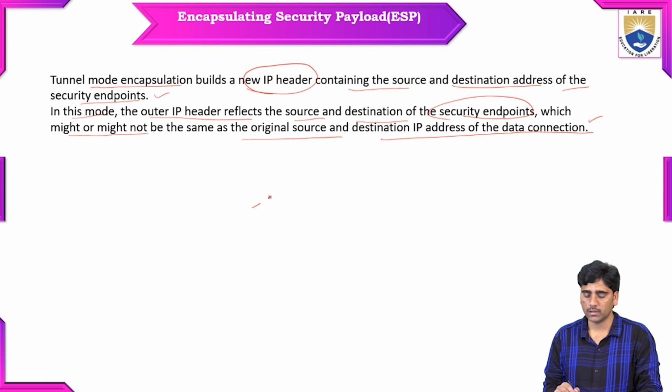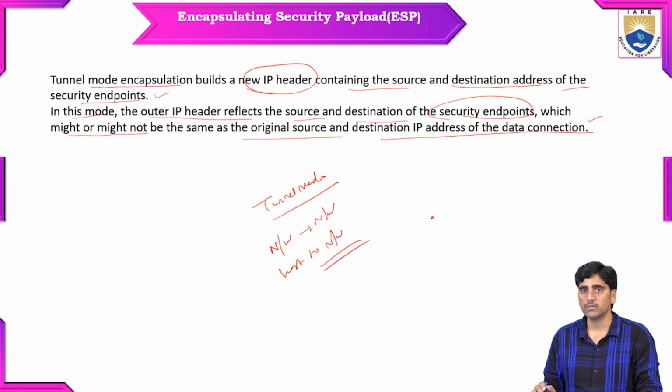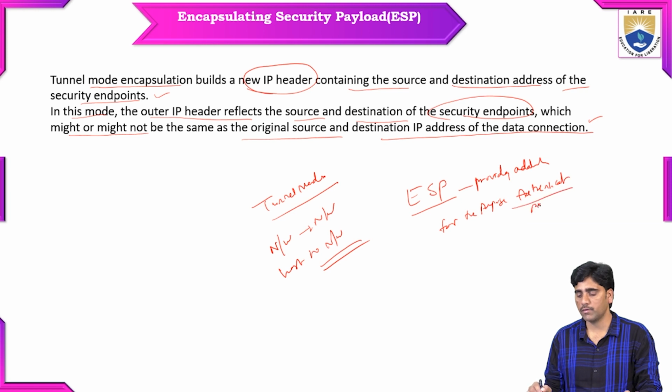So the way tunnel mode operates, tunnel mode delivers the services from network to network or host to network. So this is the way ESP, encapsulating security payload, provides additional security for the purpose of authentication as well as privacy or confidentiality.